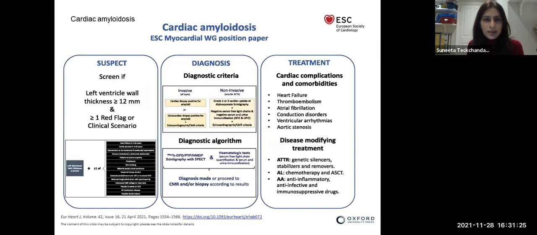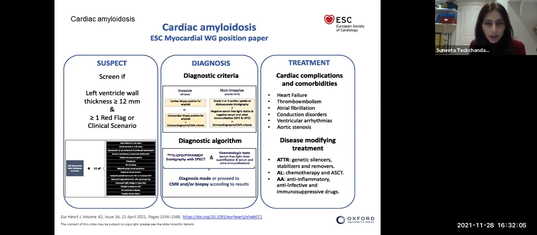So more or less in summary from ESC, this slide says suspect and screen if left ventricular wall thickness is this much and you have more than one red flag feature, which we mentioned. Then you diagnose these patients based on the diagnostic algorithm we went through. And then you treat the complications they have caused, heart failure, AF, thromboembolism, etc., to disease-modifying therapy for the specific type of amyloid, ATTR, AL.